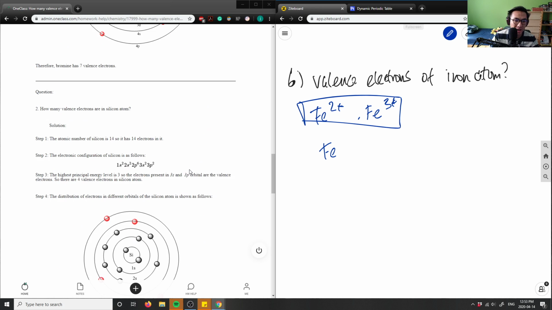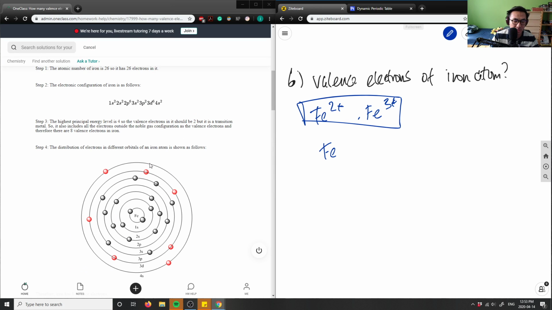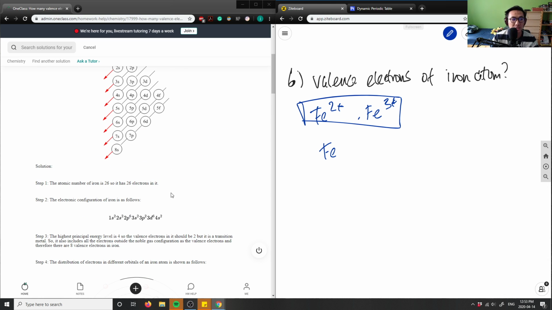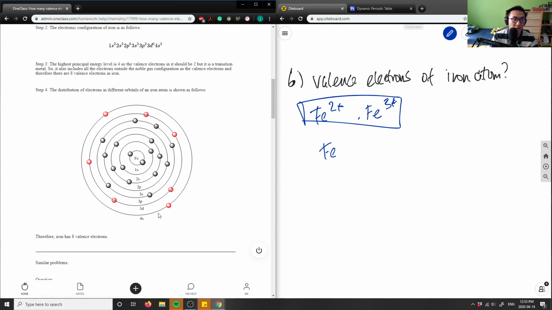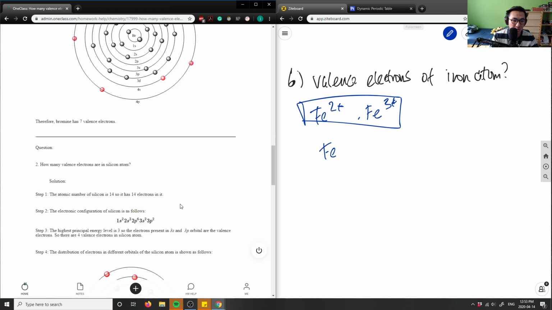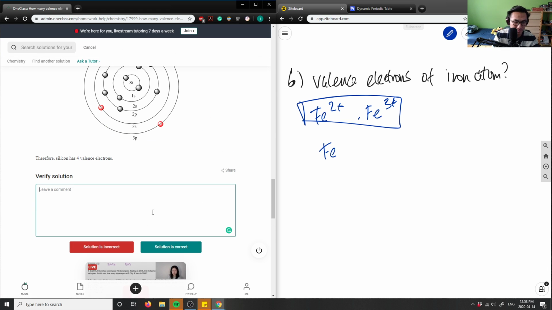I like the solution in terms of what they did: they actually had the model here. But I would have liked it if they included Fe2+ and Fe3+, because those are the charges usually present in an iron atom, right? So again, this valence electron count can fluctuate depending on what the charge is. So I'm going to say here, the solution is correct for a neutral Fe atom.